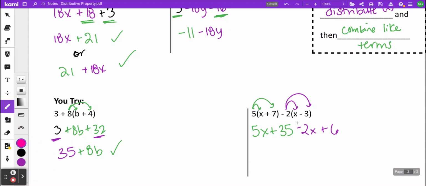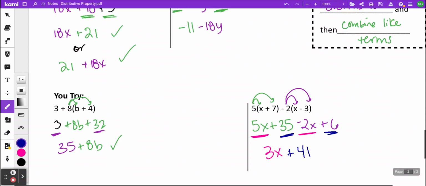The fun continues because I see I've got some like terms. I've got 5x minus 2x. 5x minus 2x gives me a 3x. And then I also have numbers I can combine, 35 and a positive 6. 35 plus 6 would be 41. And so we get this right here as our final simplified expression. These right here are going to be really important for some lessons we have coming up when we talk about how you can use this to help you solve equations and solve different problems.